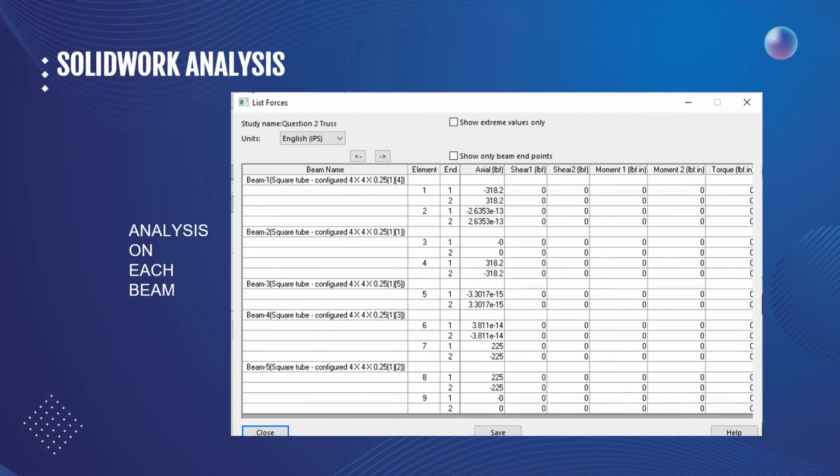Next, for the SolidWorks analysis, for this problem, we can get the force for each truss from SolidWorks itself. So, this is the force for each truss. The force is the same as the manual calculation.